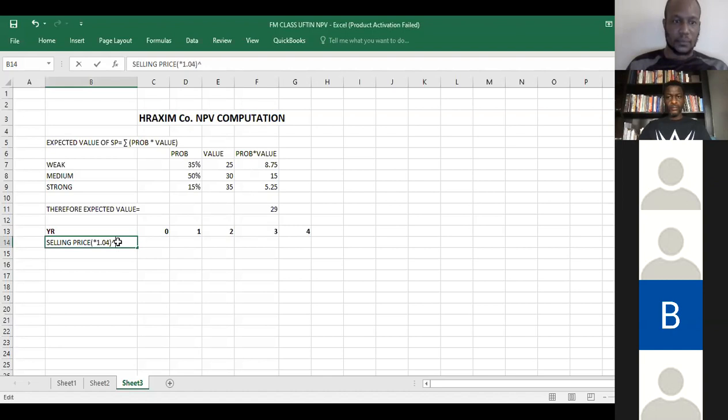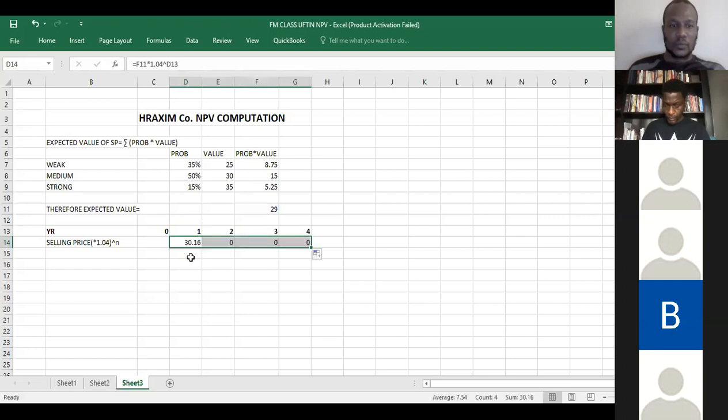So raised to power n. We can come here, and the first one is equal to 29, multiplied by 1.04 raised to the power, and we use that box so that we can drag it. So we can drag this 4. Uh-oh, what did I do? At least you need to do 2. It doesn't have to do 2.